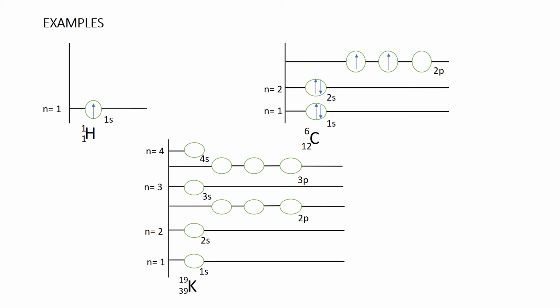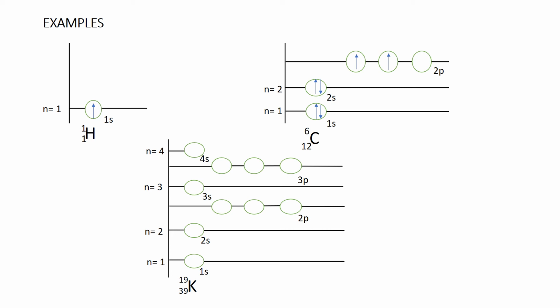Do not make that mistake of putting both your 2p electrons on the first 2p orbital. Do not make that mistake. Make sure that you follow Hund's rule.